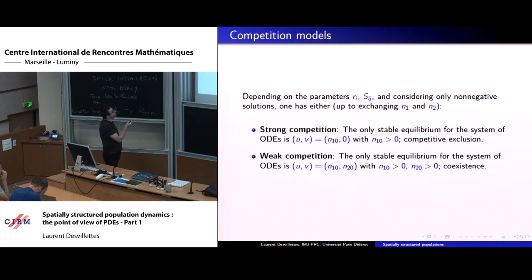And then if the parameters are different, so for a certain class of parameters, you also have the possibility that the competition is weaker in the following sense, that you have only one stable equilibrium for the system of ODEs, but in this equilibrium you have the two species which are present, and this is called coexistence. So you can predict, this is an elementary computation, according to the parameters, if in the long term you will have the two species coexisting, or if only one species will be there at the end. Okay.